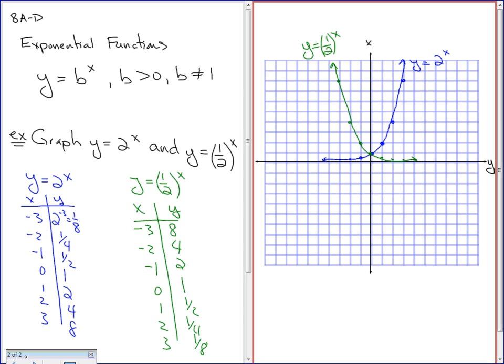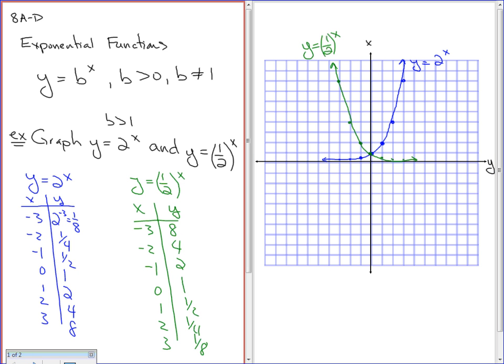So exponential functions. y is 2 to the exponent x. We're going to use this one to make some generalizations about bases that are greater than 1. Okay? So we're going to use this one when b is a number greater than 1. And then we're going to use the green one to generalize graphs where the base is a fraction between 0 and 1. Okay?